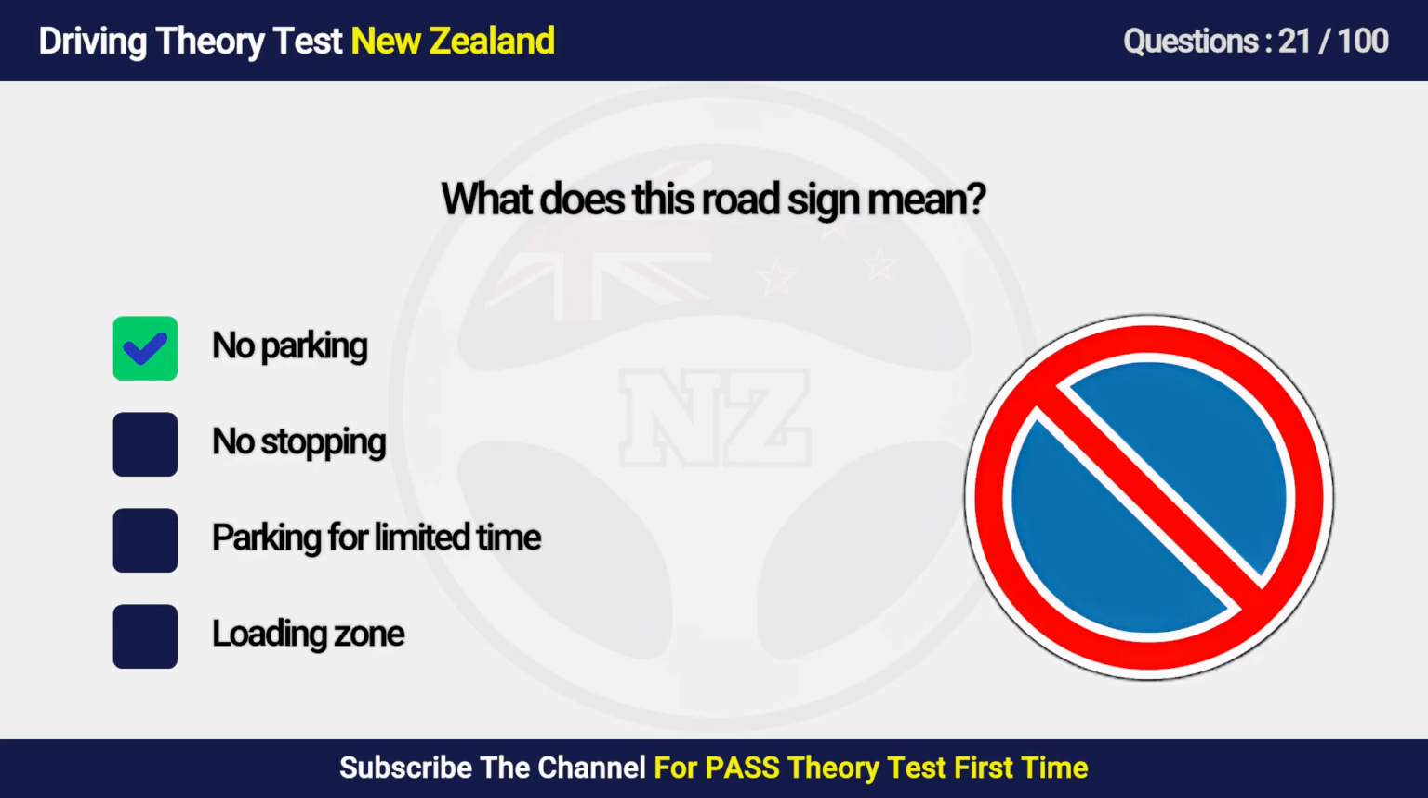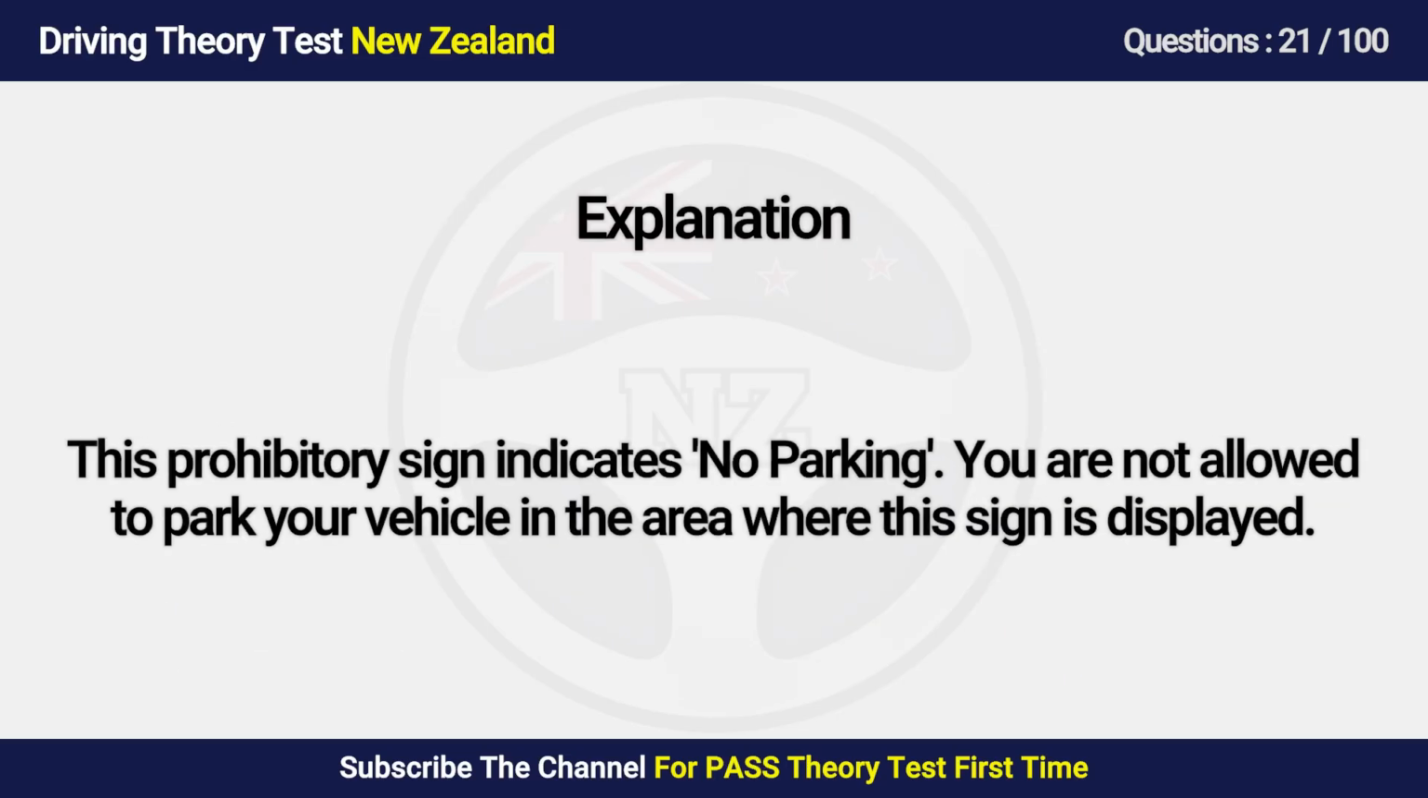Answer is A. No parking. This prohibitory sign indicates no parking. You are not allowed to park your vehicle in the area where this sign is displayed.